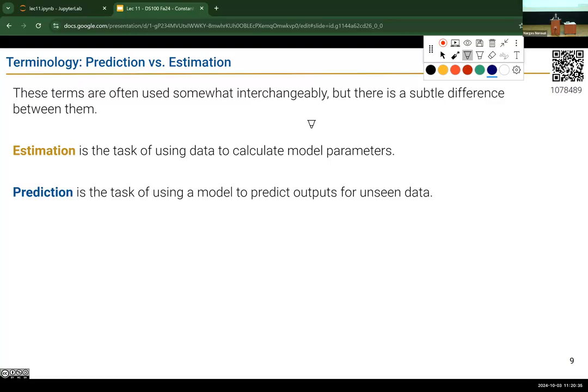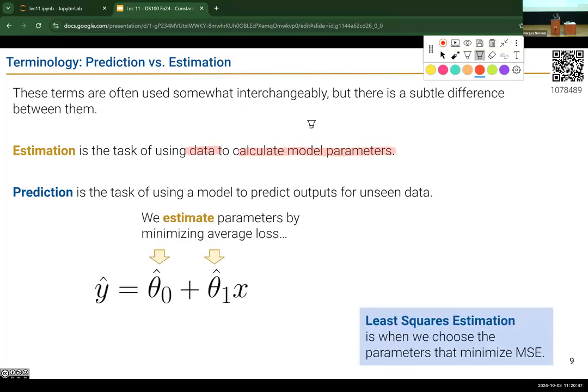When I go through the process of finding the optimum set of parameters for the model using the data, calculating model parameters using the data, this is called estimation. So for example, when I have this simple linear regression, I go through the estimation process in order to find theta 0 hat and theta 1 hat. And I call it estimation because we are basically estimating those parameters based on the data set that we have.